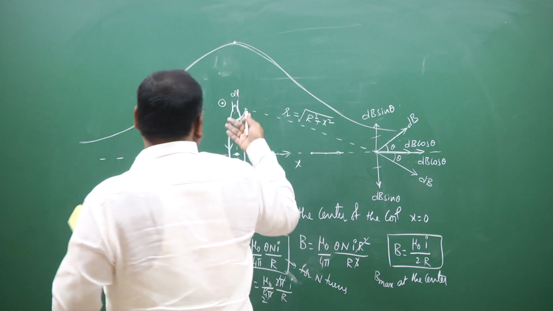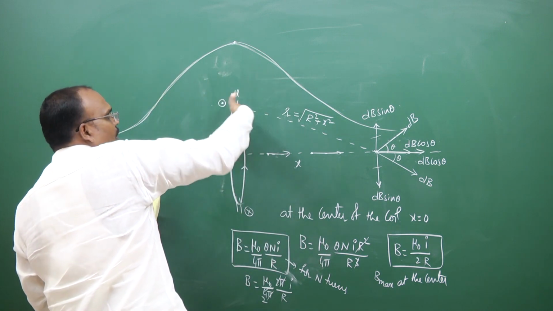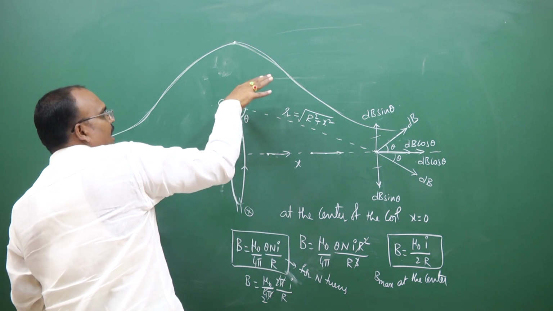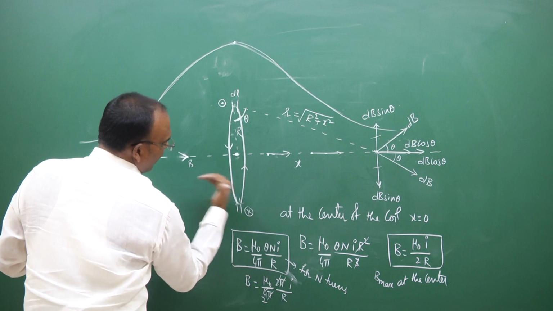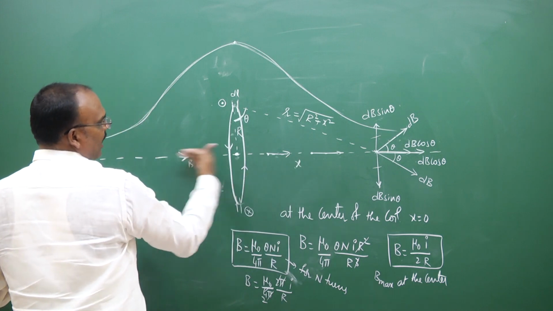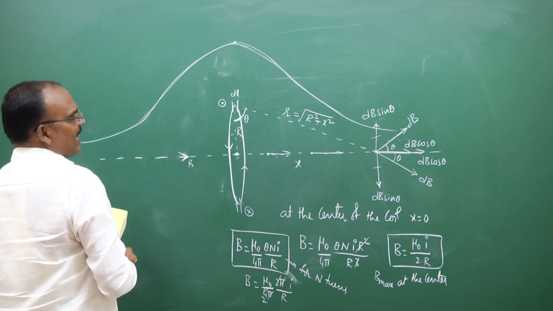For example, if the current direction is reversed, here it is going into the board, so the field is in this direction. Here it is coming out, so the field is in this direction. The field is along the negative x-axis.